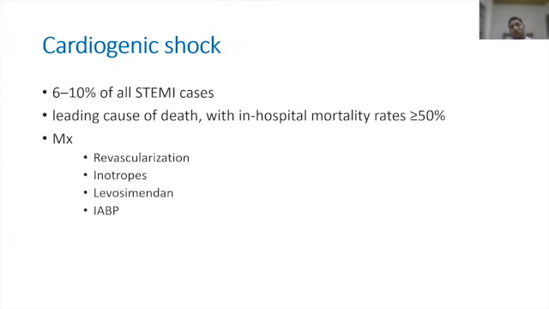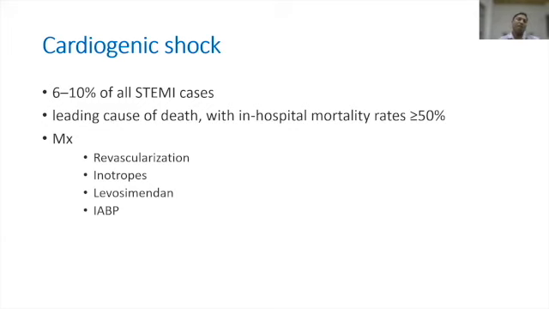The next most important thing you should know here is cardiogenic shock, because it carries more than 50% in-hospital mortality. We may encounter it in 6 to 10% of all STEMI cases. Especially these types of complications are higher in our parts because we don't have the PCI centers or anything. So if patients develop cardiogenic shock, they have a higher chance of even going to death.